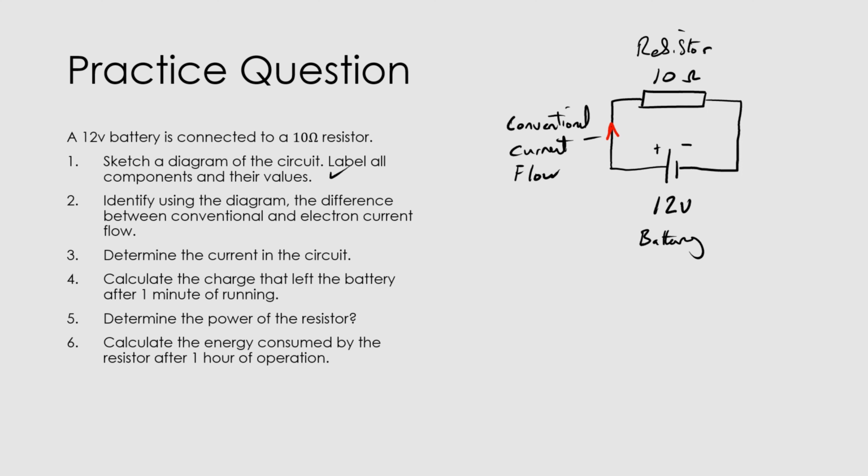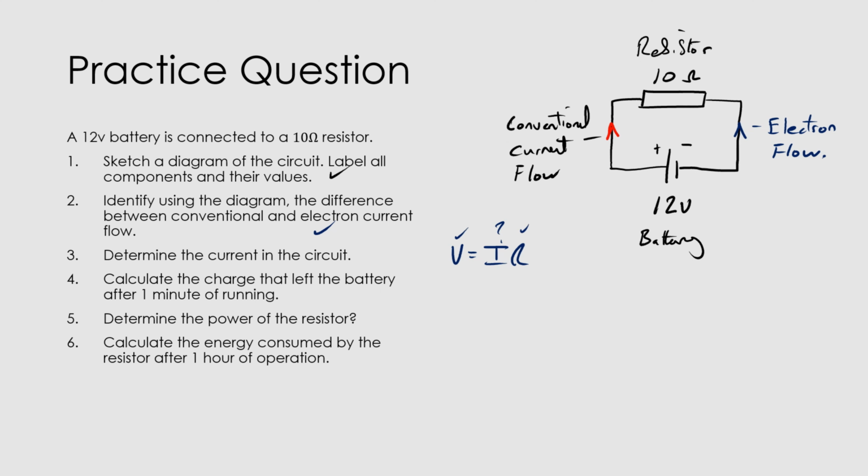And then we can show our electron flow as a second arrow on the other side here, electron. Question 2 done. Determine the current in the circuit. Well, this is where we're going to use Ohm's law. If you remember, we have V equals IR. We want to know what the current is. Well, we've got the resistance and we've got the voltage.